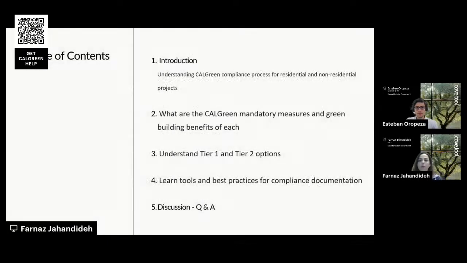We will start with an overview of CalGreen's purpose and the mandatory green building measures. Then we will dive into Tier 1 and Tier 2 options for those interested in advanced sustainability practices. And next, we will overview tools and best practices for compliance documentation to make the process more manageable. And finally, we will open the floor for Q&A to address any questions or challenges. By the end, you will have a clear understanding of CalGreen requirements and practical steps for compliance in your project.